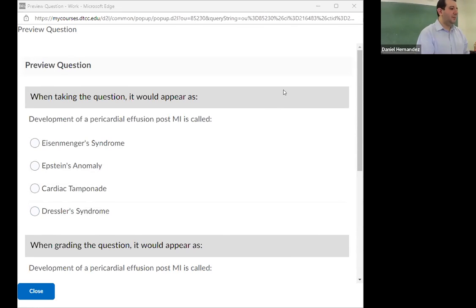Development of a pericardial effusion post-MI. So this is referred to as Dressler's syndrome.